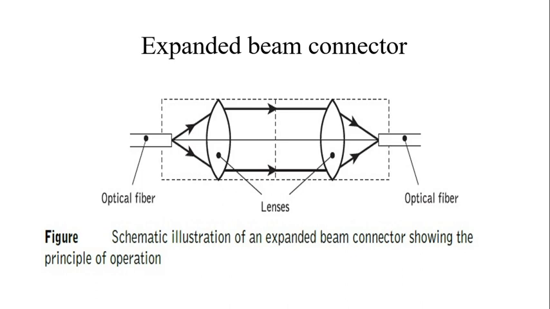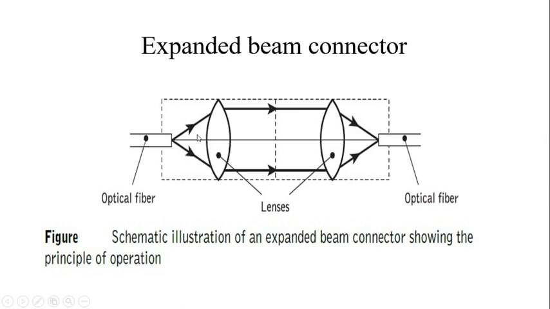Here in an extended beam connector, it consists of two lenses for collimating and refocusing the light from one optical fiber to the other optical fiber. The fiber to lens distance is equal to the focal length of the lens.